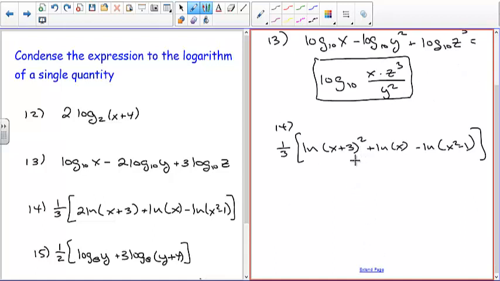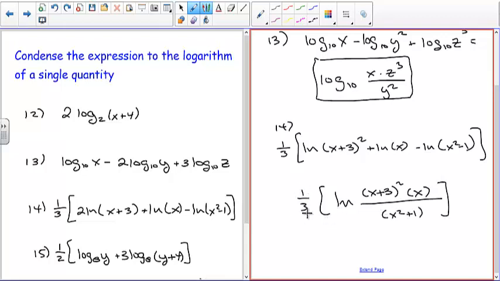The next thing I do is create a product quotient here. The positive ones are in the numerator and the negative ones are in the denominator. So these two are going to be in the numerator, this one's going to be in the denominator. And then we multiply them together. So you'll have x plus 3 squared in the numerator because it's positive here. This is positive, so I multiply by x. This is negative, so I divide by x squared plus 1.